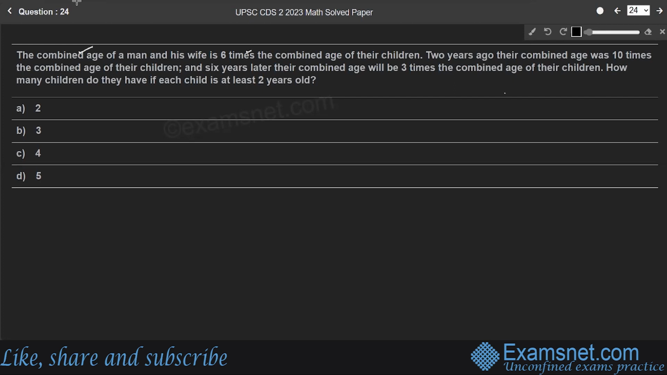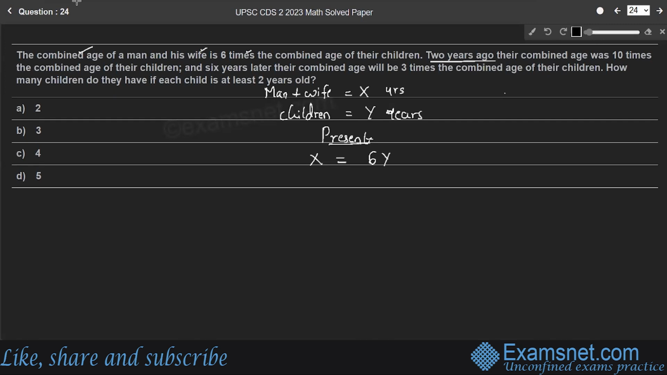So here, let the combined age of man and his wife be X years, and the combined age of their children at present be Y years. So let us consider the relation between their ages at present. Combined age of man and his wife is 6 times combined age of their children. So X is equal to 6 times Y.